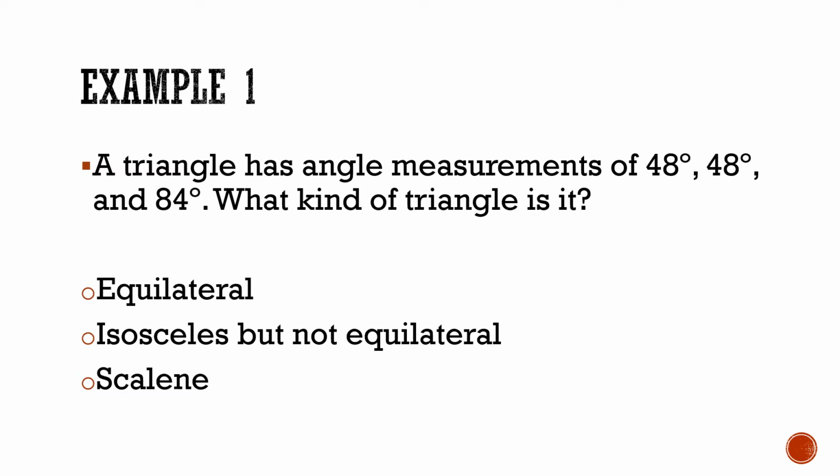Okay, so let's look at our first example. A triangle has angle measurements of 48, 48, and 84. What kind of triangle is it? Okay, so we can see that it has two angles that are the same. So remember, if it has two angles that are the same, it also has two sides that are the same, and you can refer back to that last slide. So if two sides are the same, that makes it an isosceles triangle.